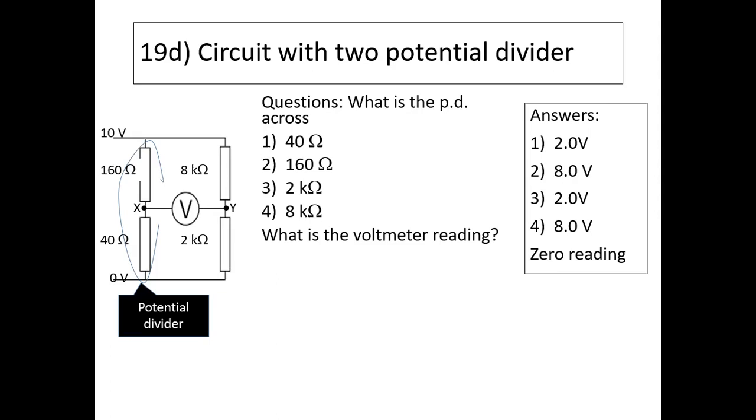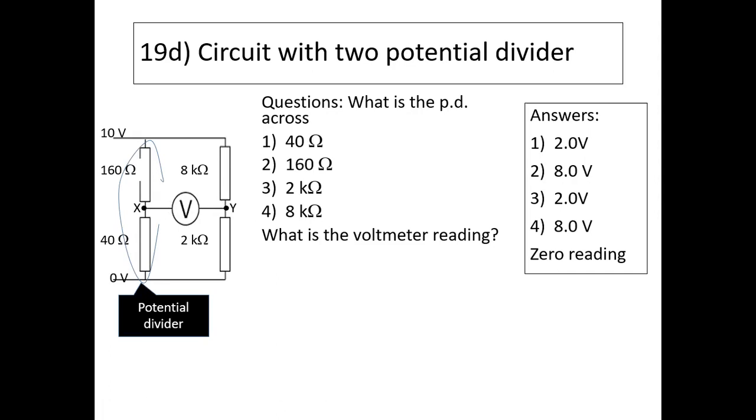No, I mean, you have already calculated. Across your 40 ohm is 2 volt. Across your 2 kilo ohm is also 2 volt. So 2 minus 2 is the potential difference across XY. So that's your voltmeter reading. No need to worry about the upper one. If you want to use the upper one, 8 minus 8 also. 8 minus 8 is also 0.